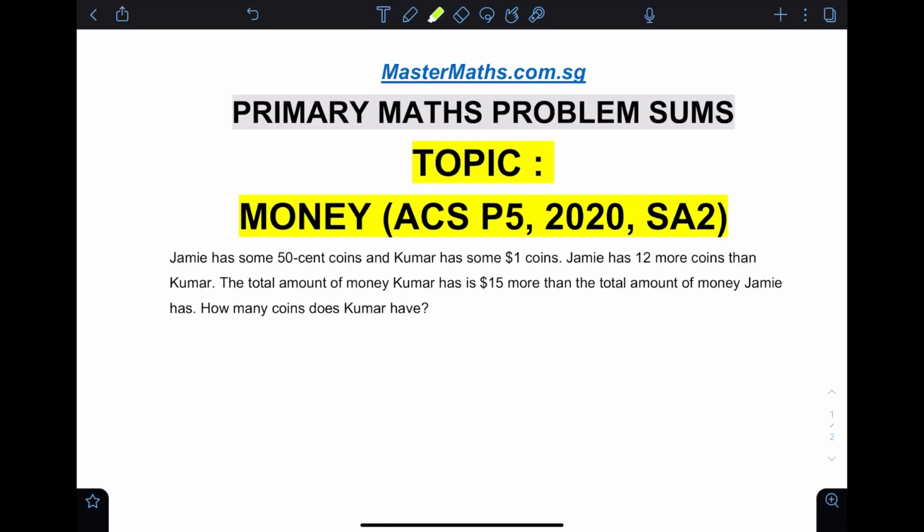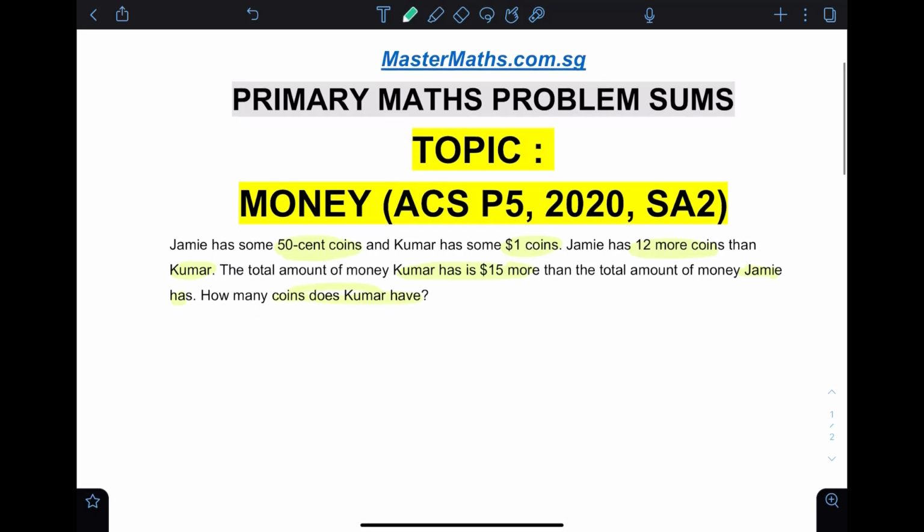Alright, so we have a question on money. Jamie has some 50-cent coins and Kumar has some $1 coins. Now Jamie has 12 more coins than Kumar. The total amount of money Kumar has is $15 more than the total amount of money Jamie has. Now how many coins does Kumar have?